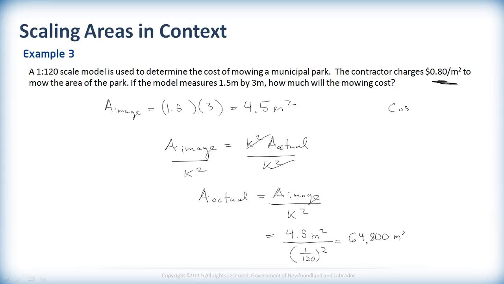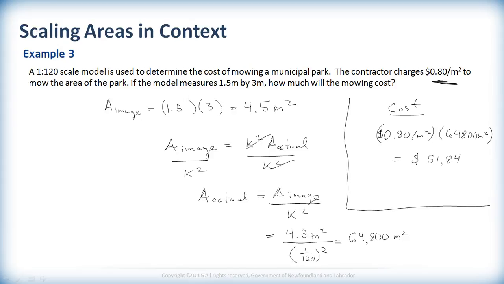So let's figure out the cost then using the rate that they quoted. So the cost is the rate, which is $1. No, sorry, it's less than $1. It's 80 cents per meter squared, multiplied by the area of the park, which is 64,800 meters squared. So 80% of that, so 0.8 times 64,800 gives us a total cost of $51,840. I hope that's once every 10 years. That's a lot of money. $51,840 to take care of the cost of mowing the municipal park for the year.